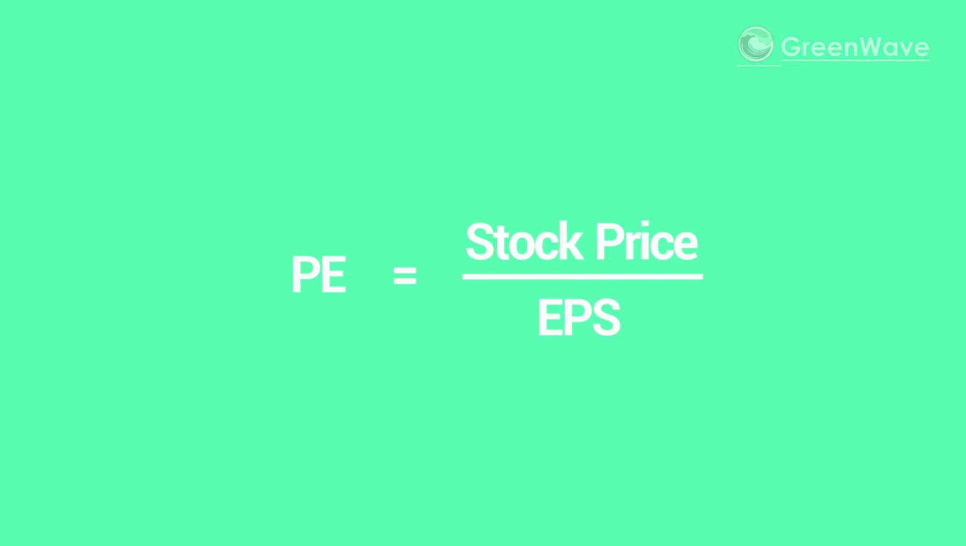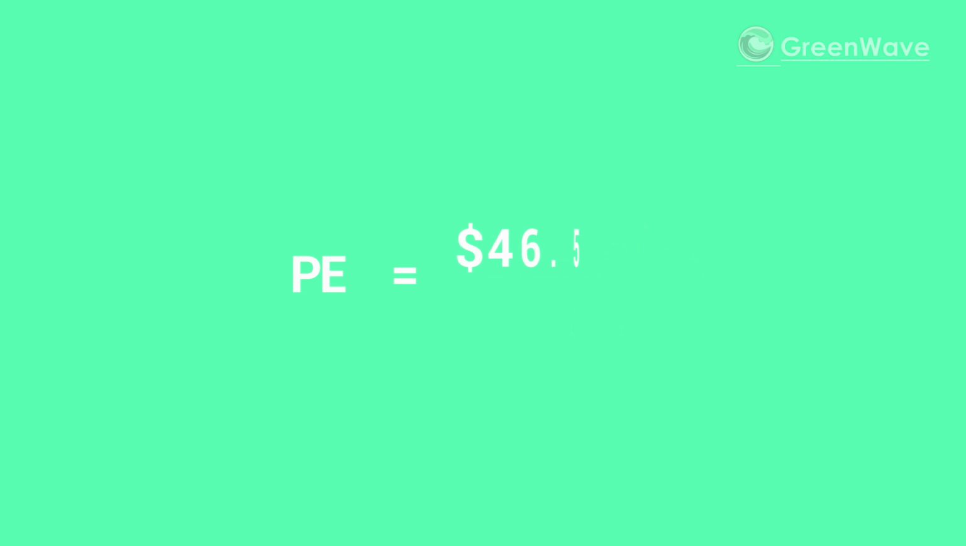If, for example, a company closed trading at $46.51 per share, and the EPS for the past 12 months averaged $4.90 per share, then the PE ratio would be 9.49. Therefore, investors would spend $9.49 for every generated dollar of annual earnings.